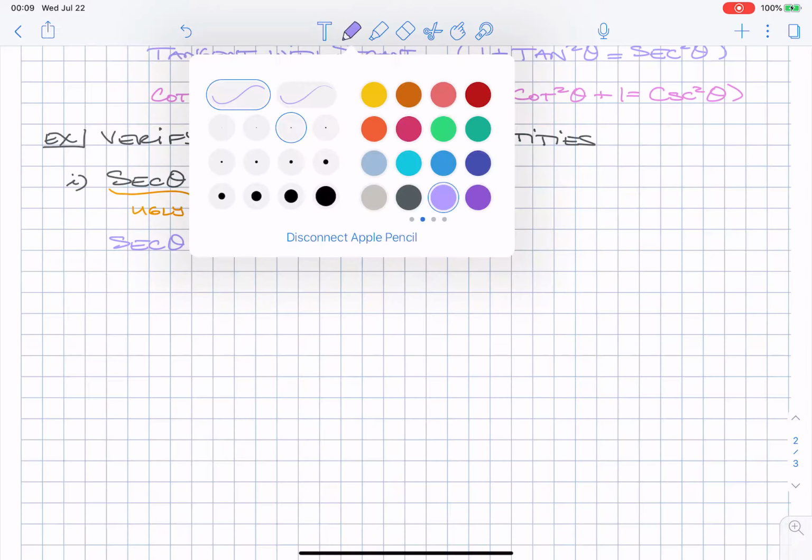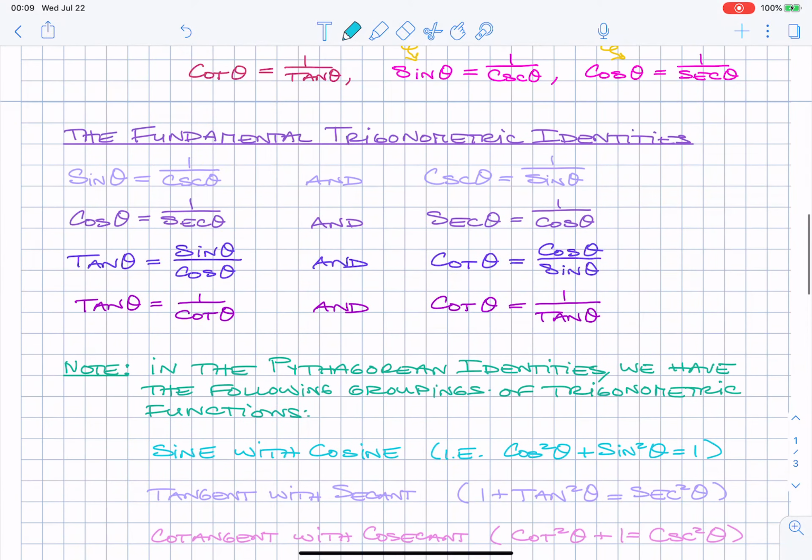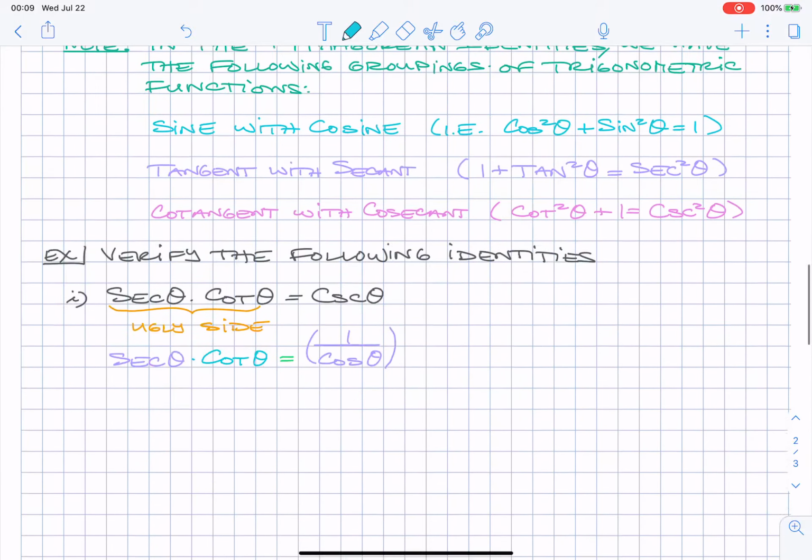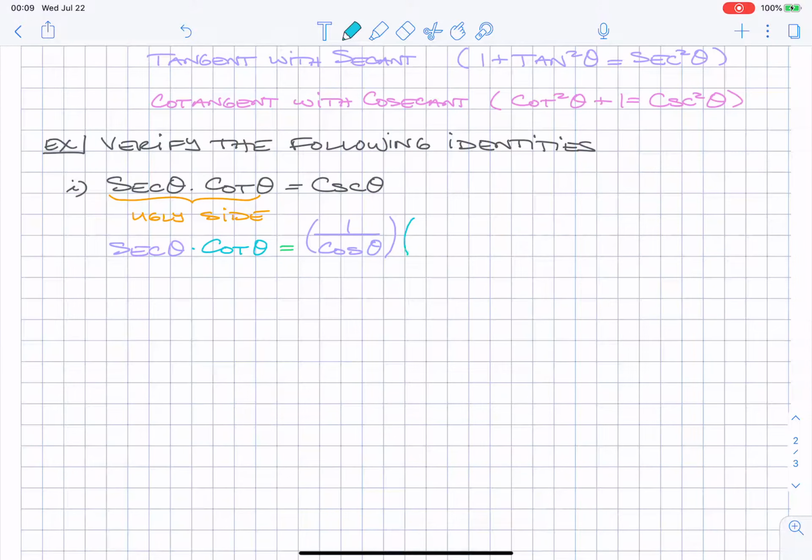And I'm going to do the same for cotangent, but I have two possibilities. I'm going to use the one that's cosine over sine. So I'm going to write this as cosine of theta over sine of theta. Because when I do that, I notice that cosine reduces. So what I'm left with then is simply 1 over sine of theta.